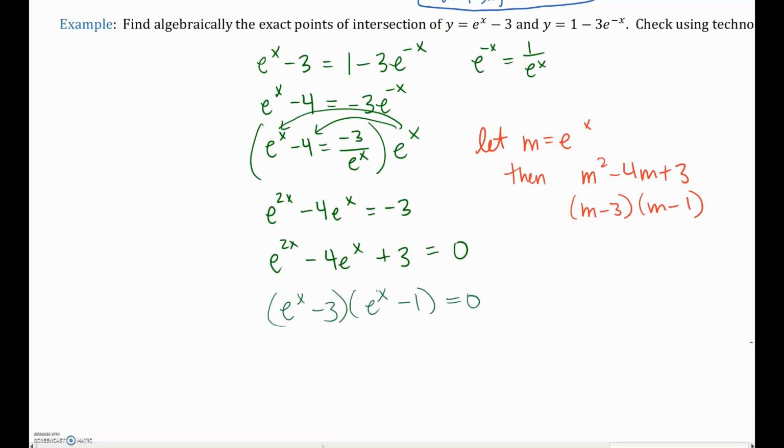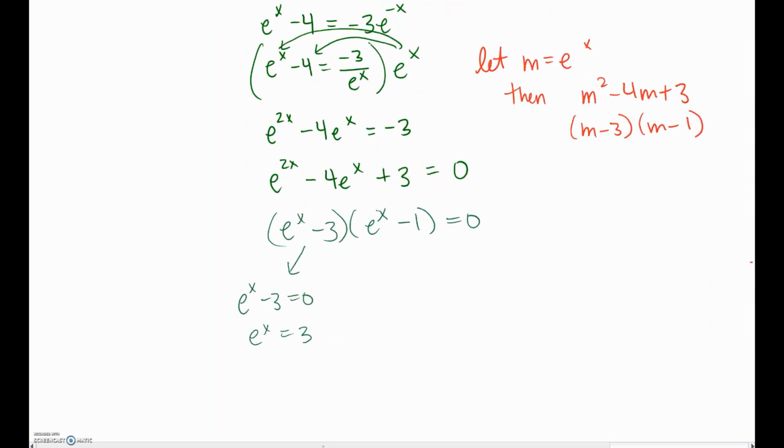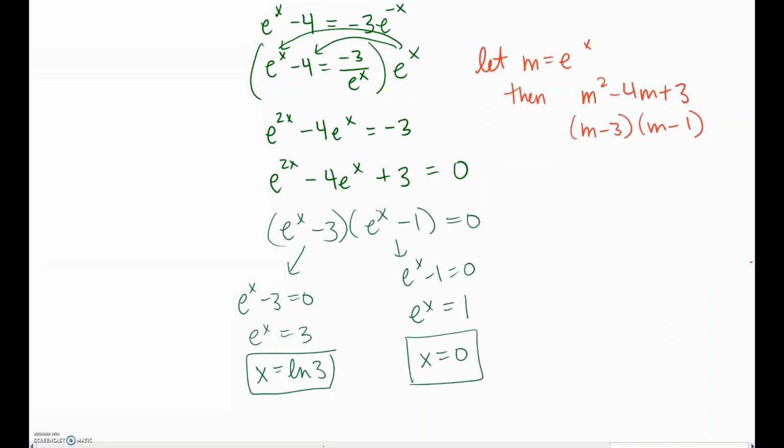Let's see. When does e to the x minus 3 equal 0? Well, that's when e to the x equals 3. And if you wanted me to find that answer, I would natural log both sides and get x equals ln of 3. So there's one answer. When does e to the x minus 1 equal 0? Well, that's when e to the x equals 1. And if I log both sides, or actually that's kind of easy, when does anything to a power equal 1? It's when x is 0. Or you would have got that too if you would have natural log both sides. You would have had the same solution. So the two answers are ln of 3 and 0.